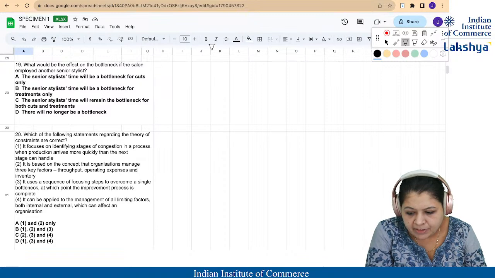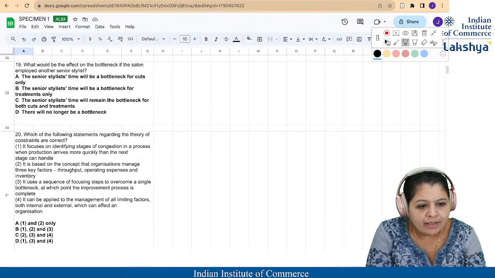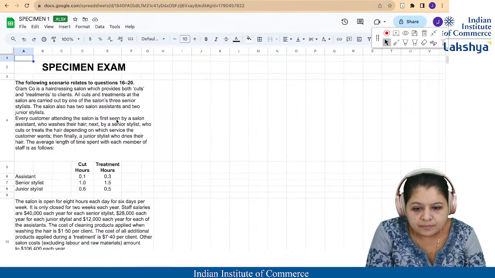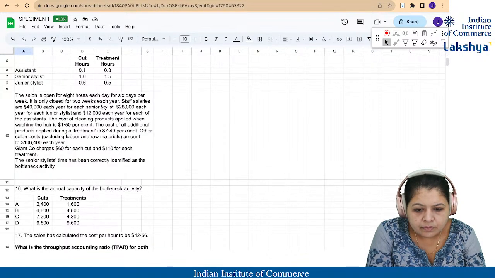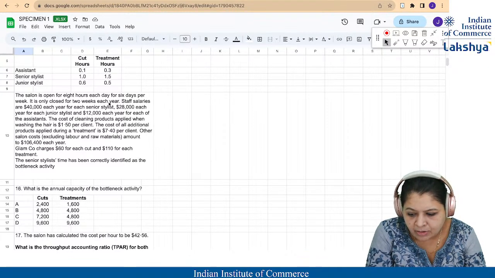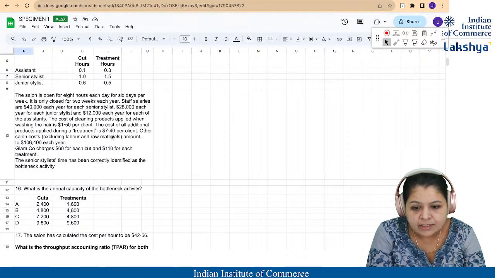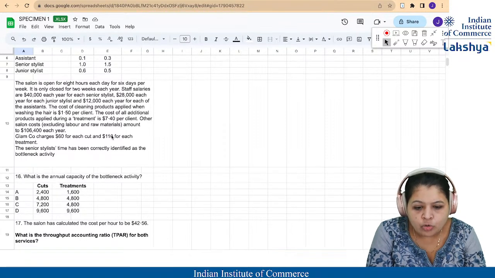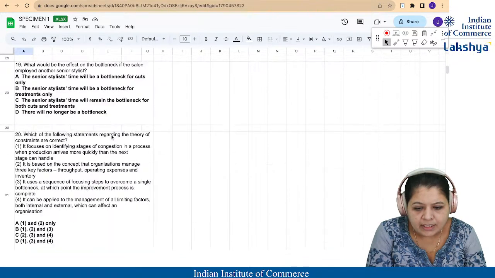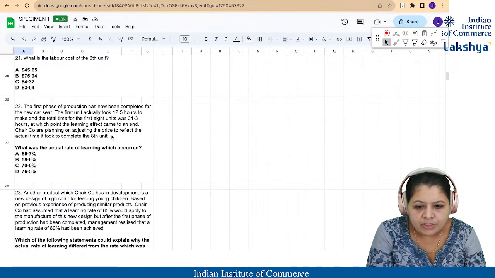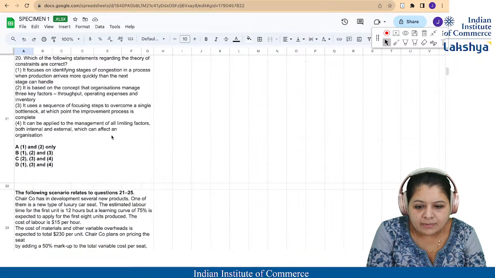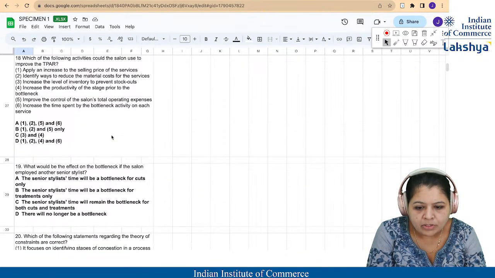Here, the capacity which the company has right now, I'm just going to show that to you again. When we talk about 8 hours and 6 days and all, the total capacity that the company has for a senior stylist is somewhere around 2400 hours. And if there are two senior stylists involved, then you will have 2400 into obviously two, right? Let me just go back to that question.